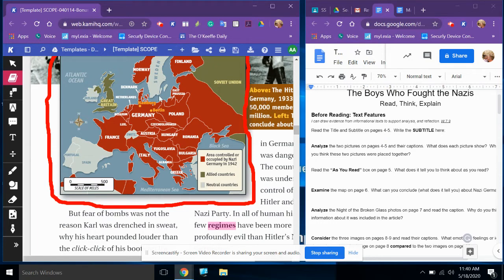So as we look at this, we see that the red is area controlled by Nazi Germany in 1942. The green are Allied countries, and the grayish color are neutral countries, so countries that did not have anything to do with fighting in the war. The Soviet Union and Great Britain were Allied countries, and everything else here in red was Nazi Germany-controlled territory. So take a minute and think about, what can you conclude, or what does it tell you about Nazi Germany when you look at this map? Pause, write something down, and then we'll move on.